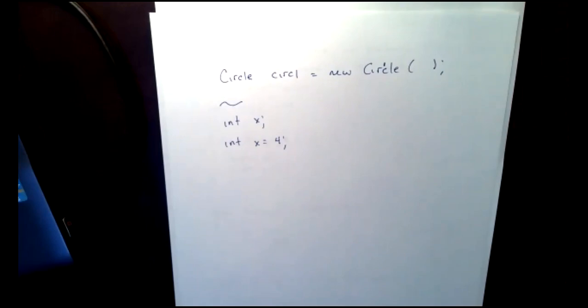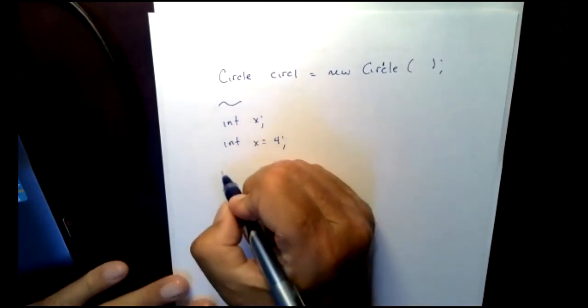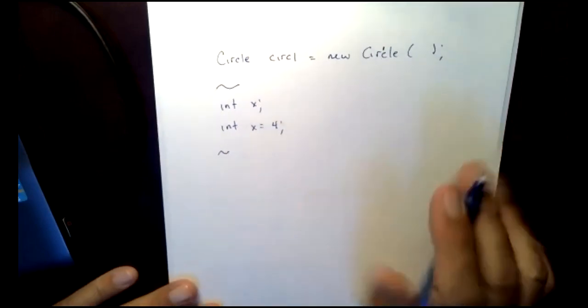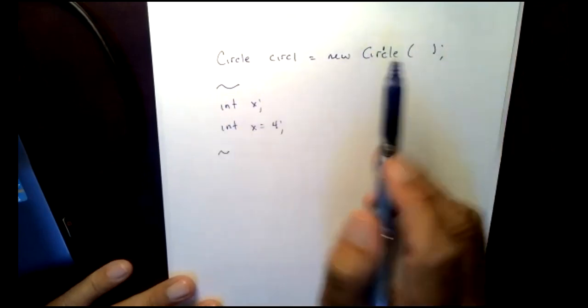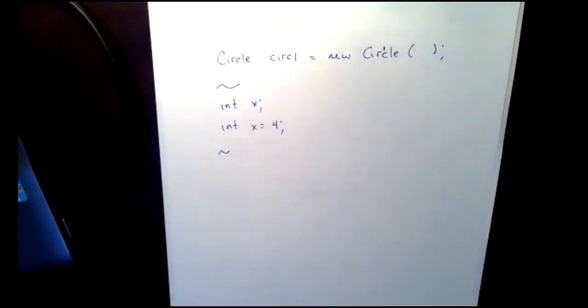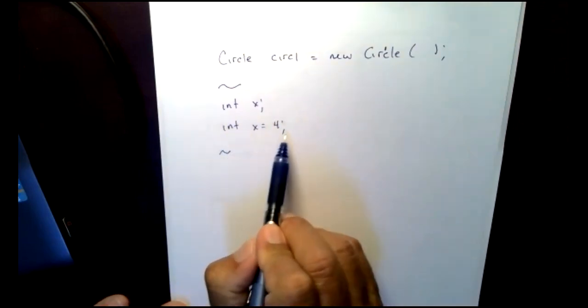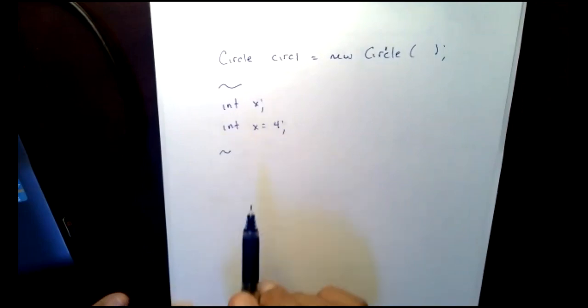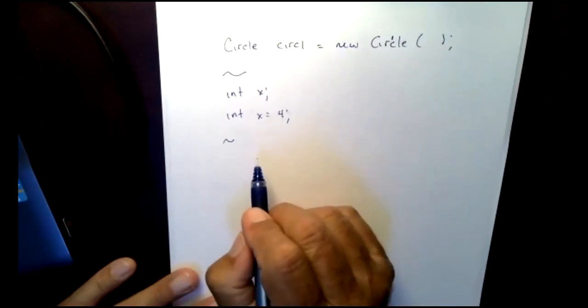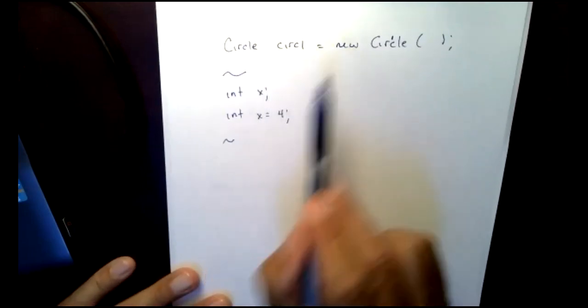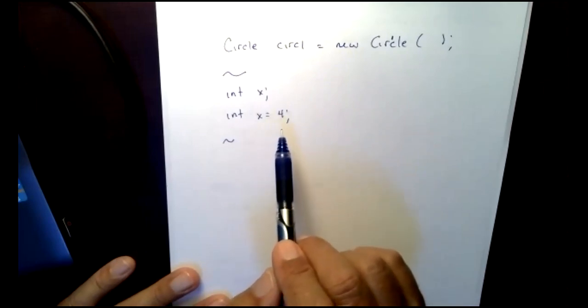One of the things we could do is say int x equals 4 right away and give it a value. What we're going to take a look at today is, what if I have a circle, but instead of using setRadius, which was one of the methods in my Circle class, what if I could give it a value right away like I did with int x? We're going to create something called a constructor so that I can give it a value right away.